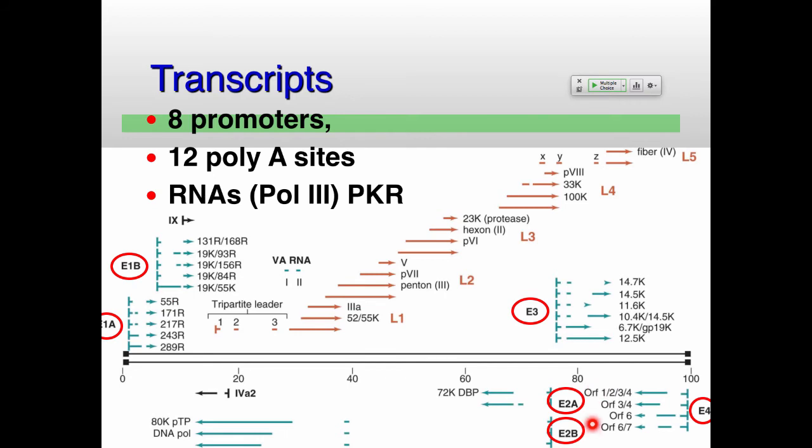Then there are E2 proteins that encode DNA binding proteins, terminal proteins, DNA polymerases. These E2 proteins should sound vaguely familiar. We've talked about E2 already in terms of what?